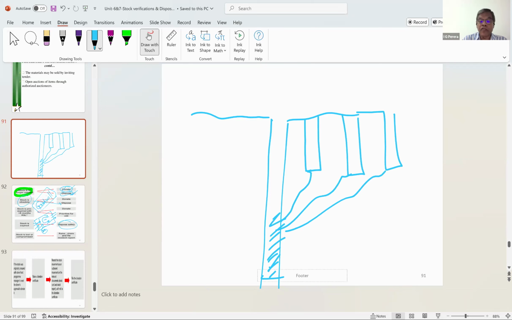What happened over the period of time? Especially during the rainy seasons, it came up.